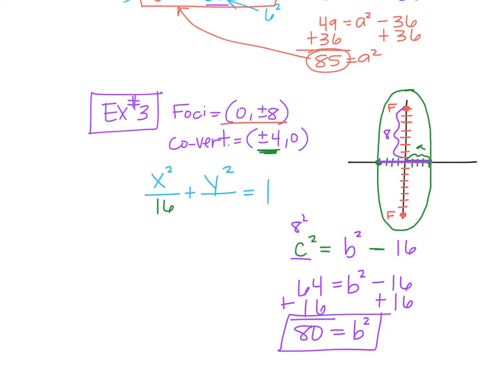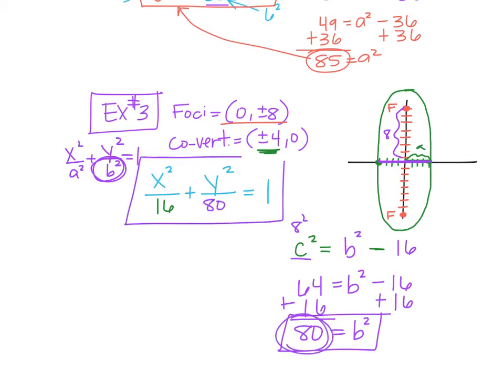Remember the equation itself is x squared over a squared plus y squared over b squared equals 1. So we're just trying to find a b squared to plug in. Well, b squared is 80, so we're going to put 80 right there, and we're done. Okay. All right, next one, example 4.